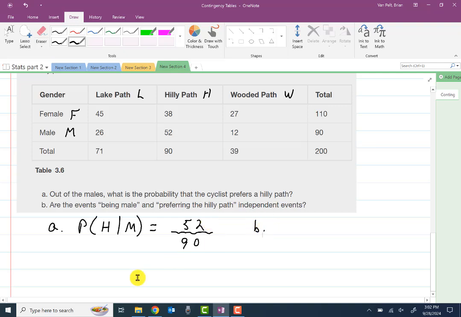Part B, are the events being male and preferring a hilly path independent events? So let's take a look here. There's a couple of ways we can do it. Let's do the probability of just H. So what's the probability of a hilly path? Well, that would be 90 out of 200.